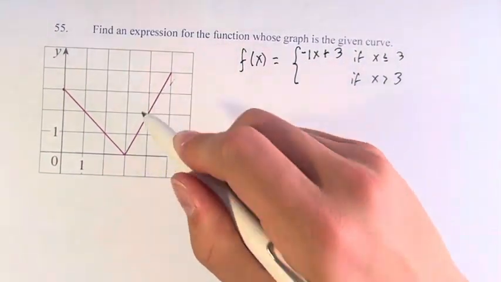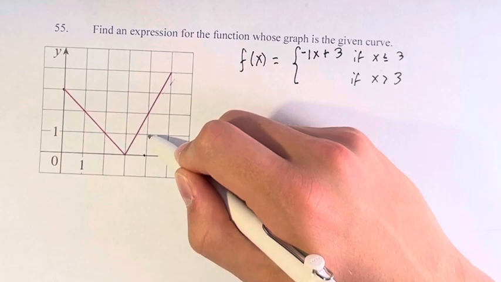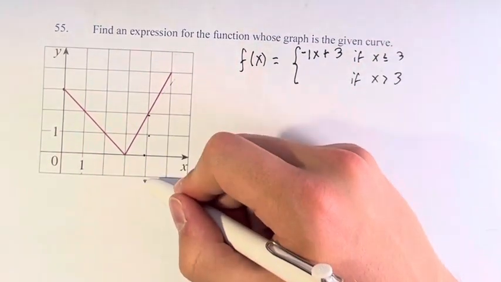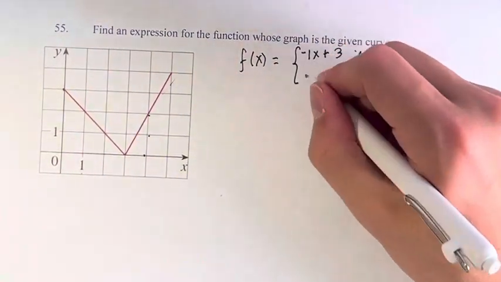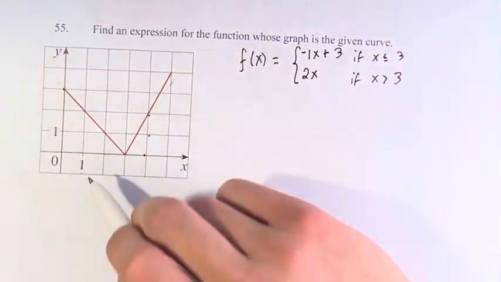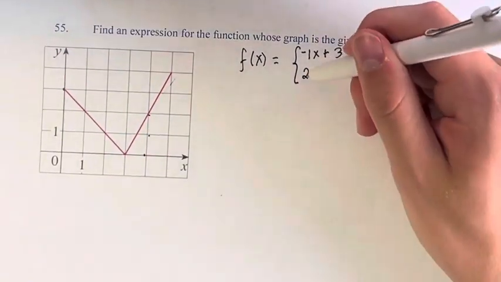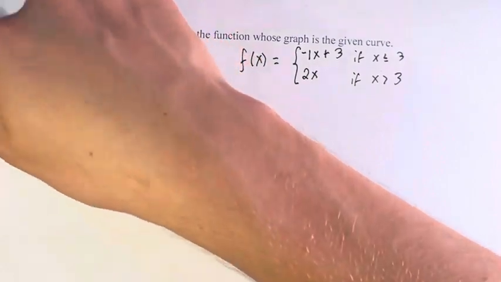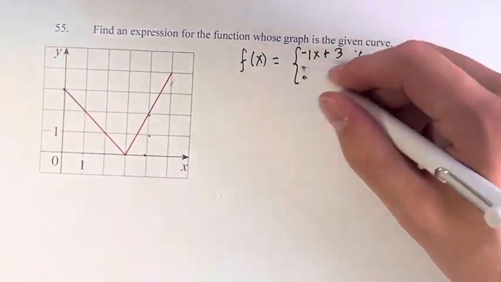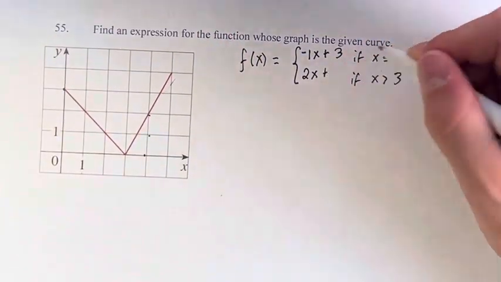Next here, we have over 1 and up 2, so it's 2 over 1. 2 divided by 1 is just 2, so it's 2x. And since it's going in a positive direction, we keep it positive. Right here, this is a negative slope, so we make it negative. Positive, it stays positive.